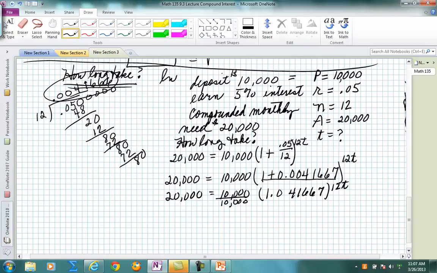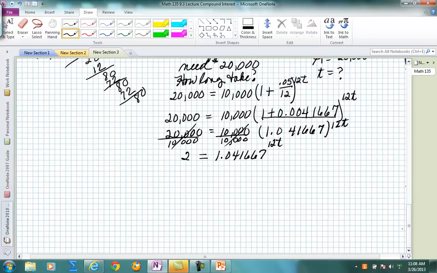If you remember the rules for logarithms, the exponents come out in front of the log. And so now I'll use that rule: the ln of 2 is equal to 12t times the ln of 1.041667. So we can bring the exponent down if we take the natural log on both sides of the equation. To get t, I'm going to divide both sides by 12 times the ln of 1.041667. So the 12 goes out, the natural log goes out, and you have t equals.